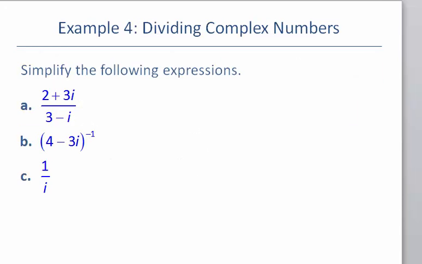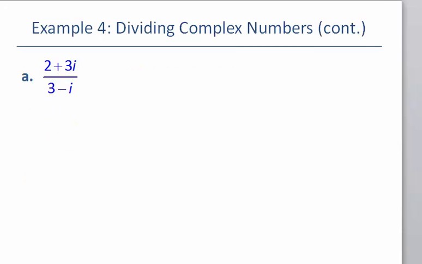Our problem asks us to simplify the following expressions. Part A asks us to simplify 2 plus 3i divided by 3 minus i. The problem is that when we have a complex number as part of a fraction, the complex number is not considered to be in simplified form if there is an i in the denominator. And so in an effort to get rid of the i in the denominator and simplify the complex number, we will employ a technique where we will multiply both the top and the bottom by the conjugate of the denominator.